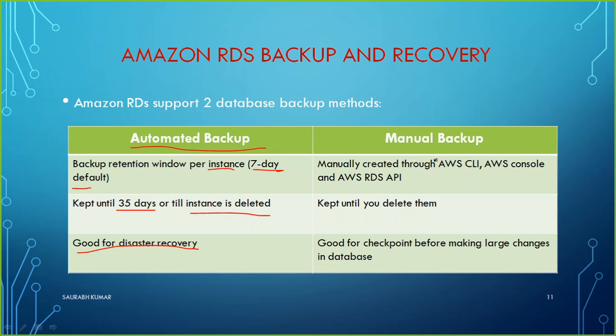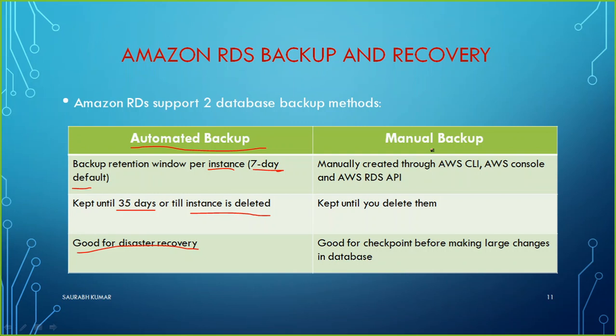Second is manual backup. You can also take a manual backup. Maybe today itself, right now, I want to take a backup. Maybe I have scheduled that every Saturday there will be a backup, every Friday there will be a backup, but today is Thursday and I want to take a backup right now. So what type of backup do I have to go for? I have to go for manual backup.